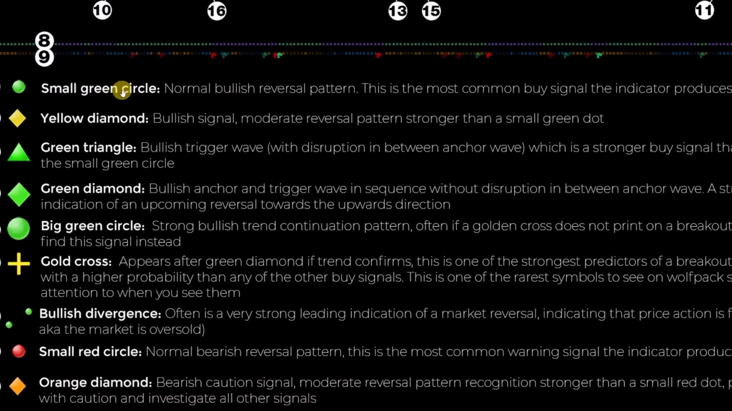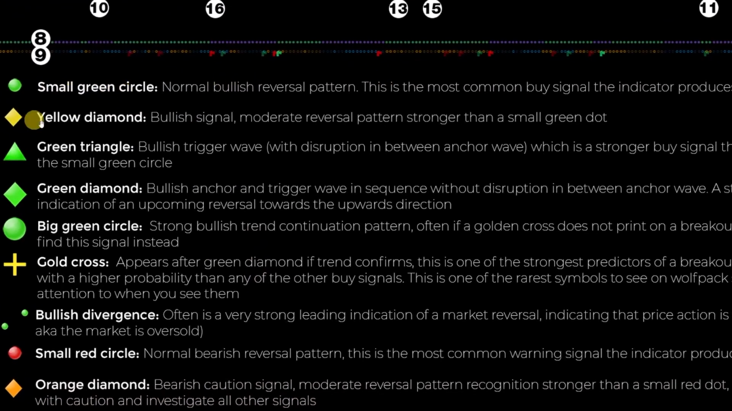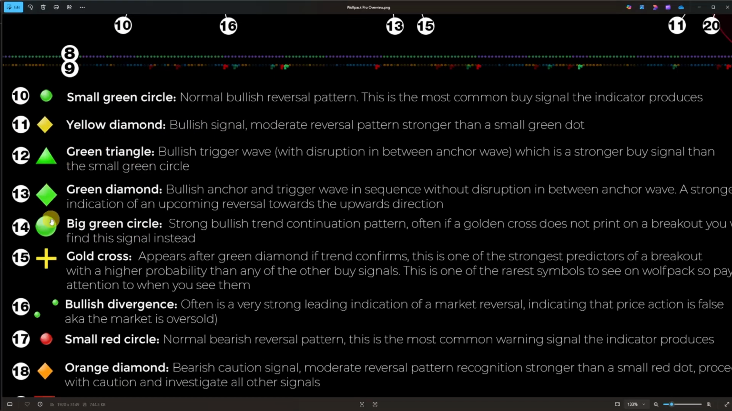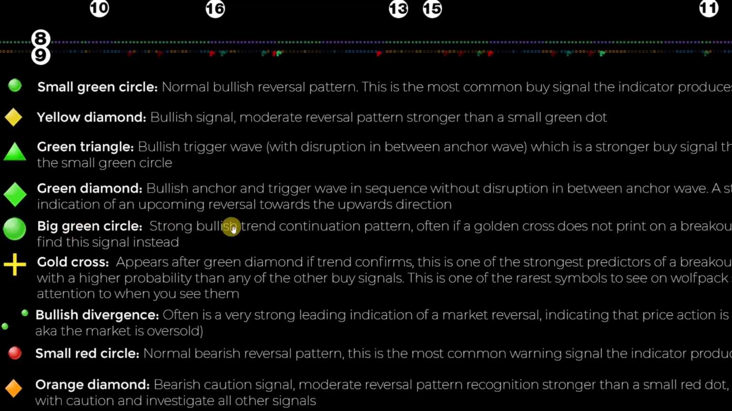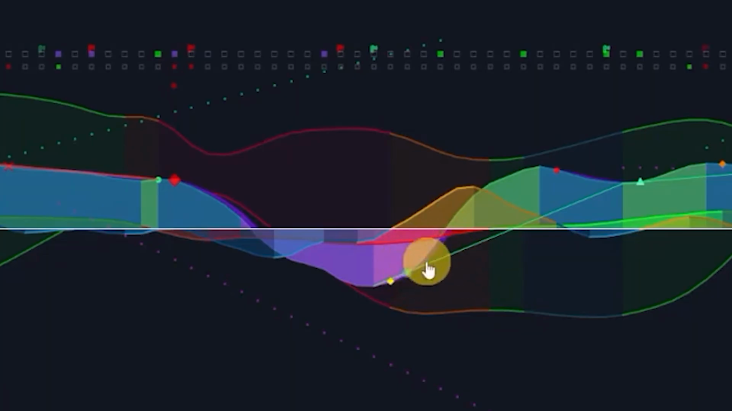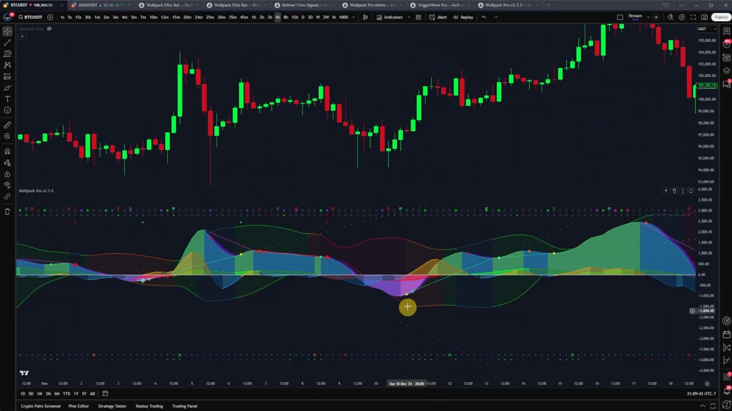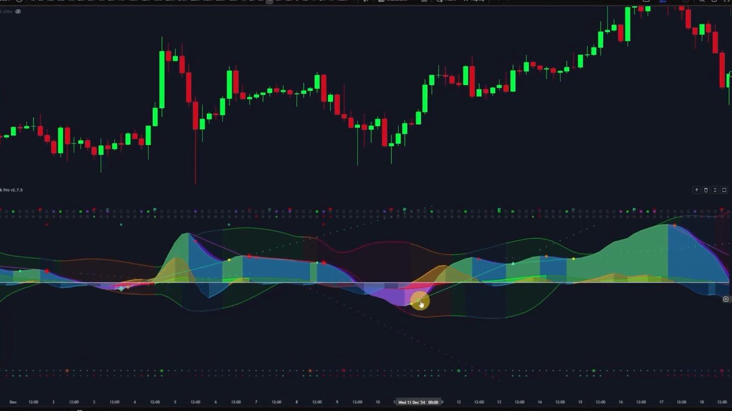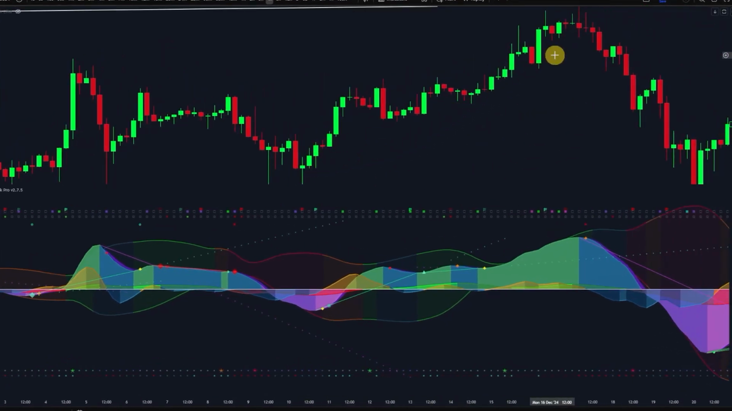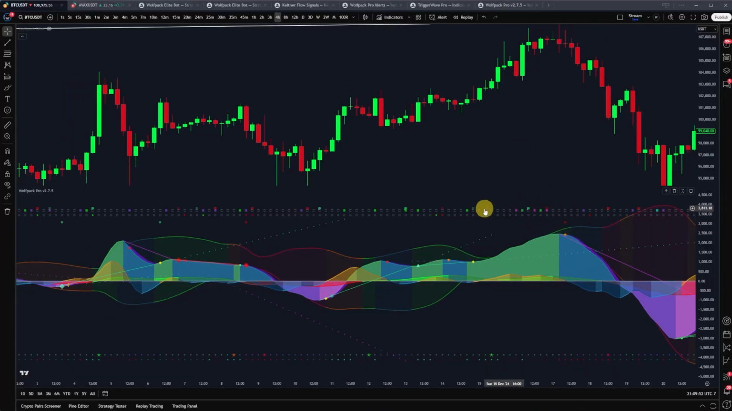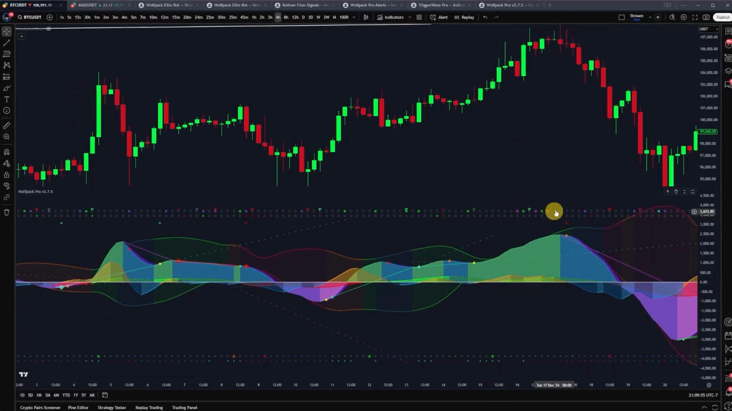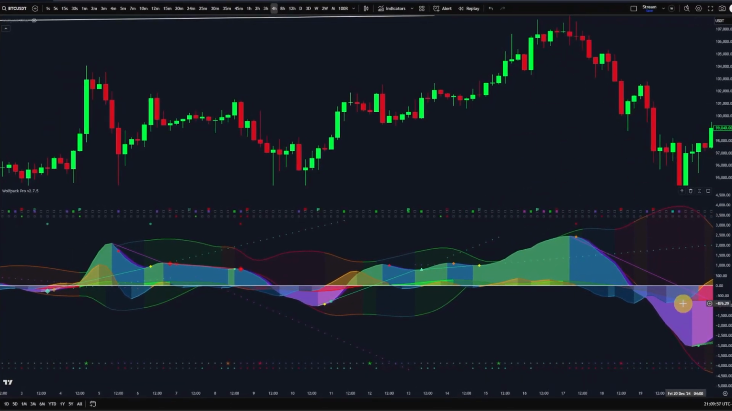So the small green circle is the normal signal. The yellow diamond is that medium signal. And then we get into these 3 very strong buy signals. So I call the big green circle, which is this green circle here on the screen. So there's one of the yellow diamonds followed by the green big circle. That was a strong buy signal, and the wave continued all the way up until we started seeing some sell warning signals coming in before it toppled back down.